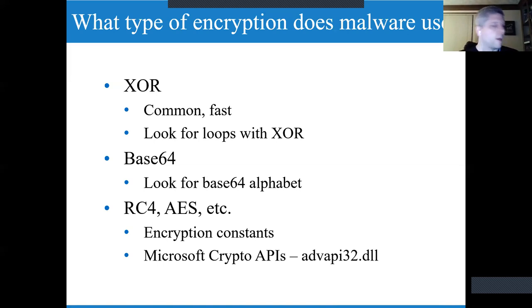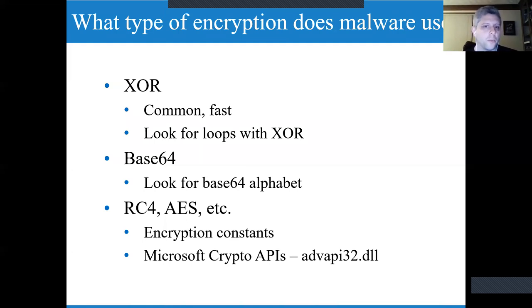Another way is when you look at the data, if all you see are the values in the Base64 alphabet, then you're probably dealing with Base64 encoding. And then finally, you have all of the different types of encryption that are out there. There's RC4, there's AES, there's Camellia, there's tons and tons of different encryption standards that malware will use, especially ransomware. Ransomware is really where you start to get into the different types of encryption being used.